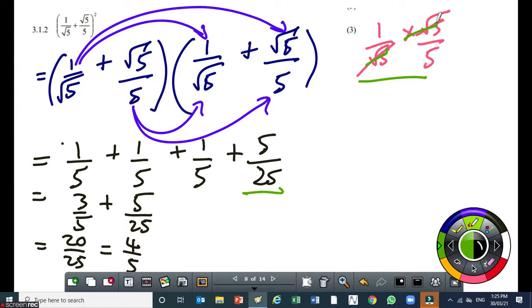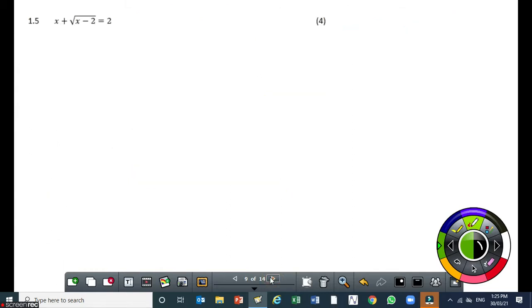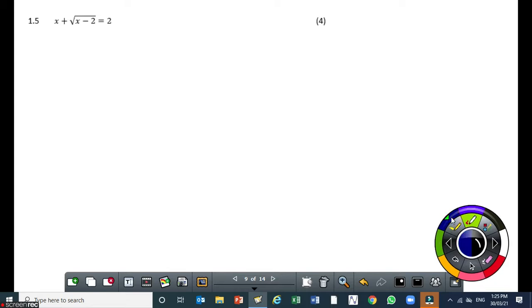Alright. Okay, from there, let's get on. Then this is another type of question. This one here, from my experience, some learners do some crazy stuff. The first thing that you need to do here is isolate the term with the square root. You get a mark for that, by the way. So I'll take the x to the right first. So you have the square root of x minus 2 is equal to 2 minus x.